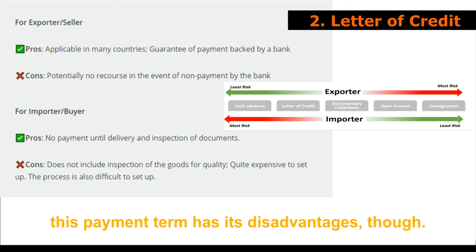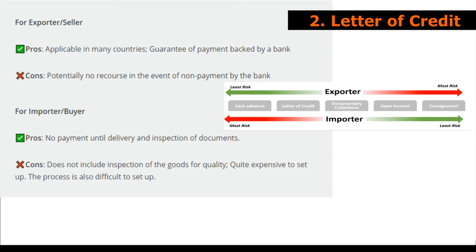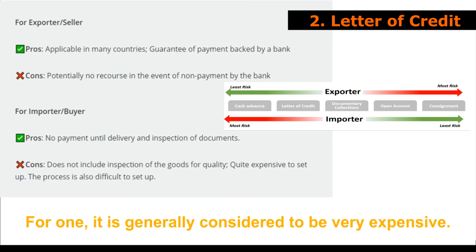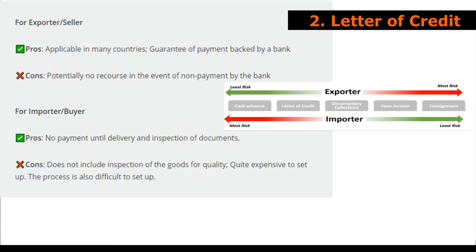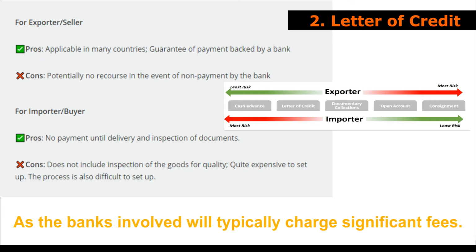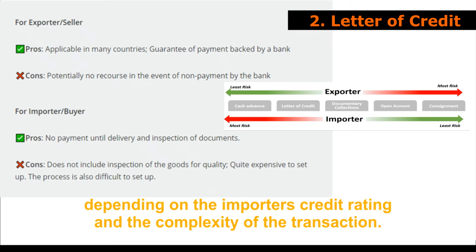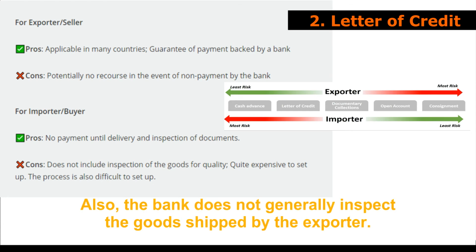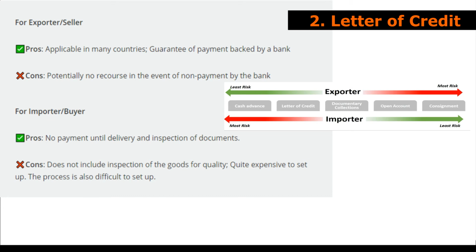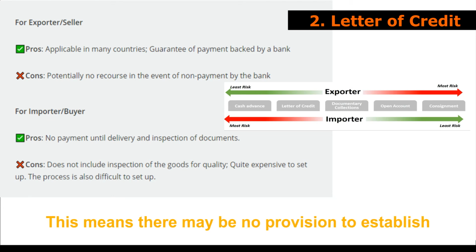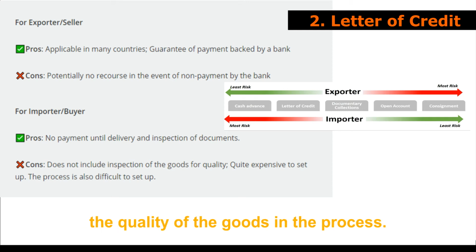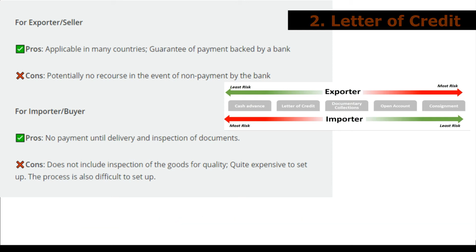This payment term has its disadvantages though. For one, it is generally considered to be very expensive, as the banks involved will typically charge significant fees. The fees will vary depending on the importer's credit rating and the complexity of the transaction. Also, the bank does not generally inspect the goods shipped by the exporter. This means there may be no provision to establish the quality of the goods in the process.